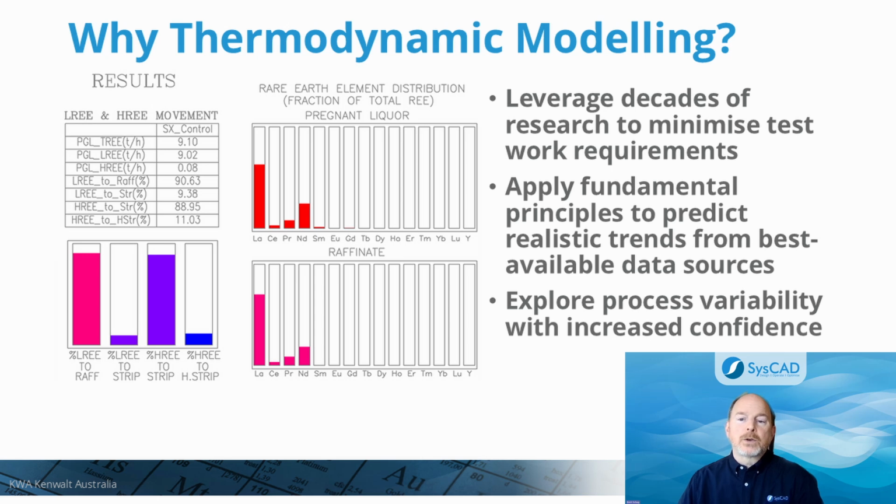So why would we use rigorous thermodynamics to model solvent extraction of rare earth elements when isotherms generated from test work are a more common approach? Well, we would do so to reduce test work requirements through modeling. We can leverage extensive research in the field and apply fundamental principles to predict realistic trends in a real process. And we can explore a range of raw data, design, and operational specifications quickly through simulation.